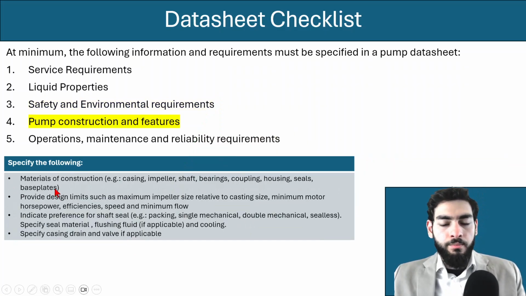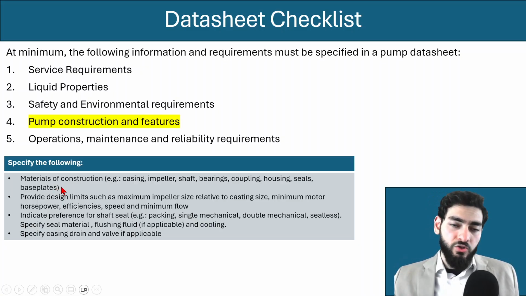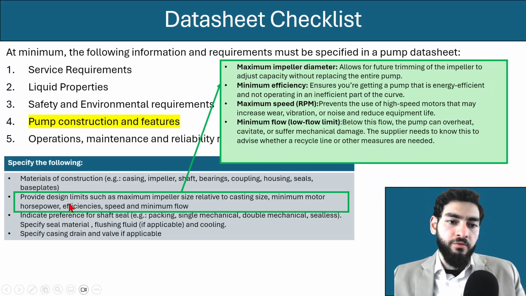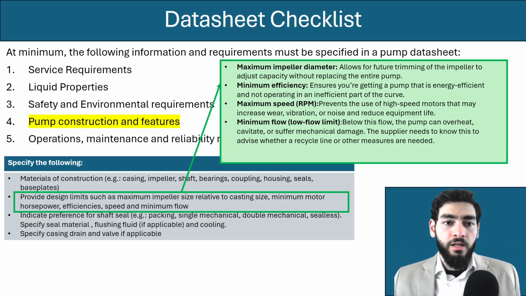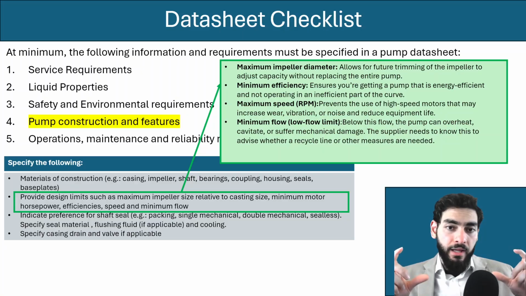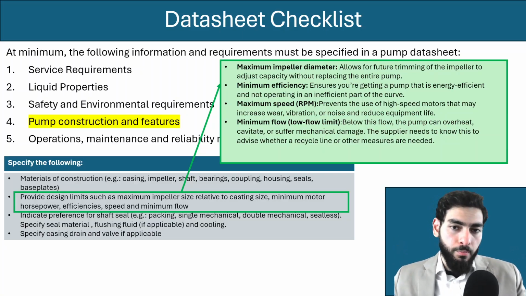So as I said, you want to mention the materials of construction that are suitable for your wetted process. Also, you want to provide them the design limits, such as, let's say, the maximum impeller diameter. This helps you because it allows for future trimming of the impeller to adjust capacity without replacing the entire pump. Let's say you're operating with a reduced diameter impeller. This allows you, if in the future you need more pump capacity, you could change the impeller to a bigger impeller, and that will give you more capacity for the pump.